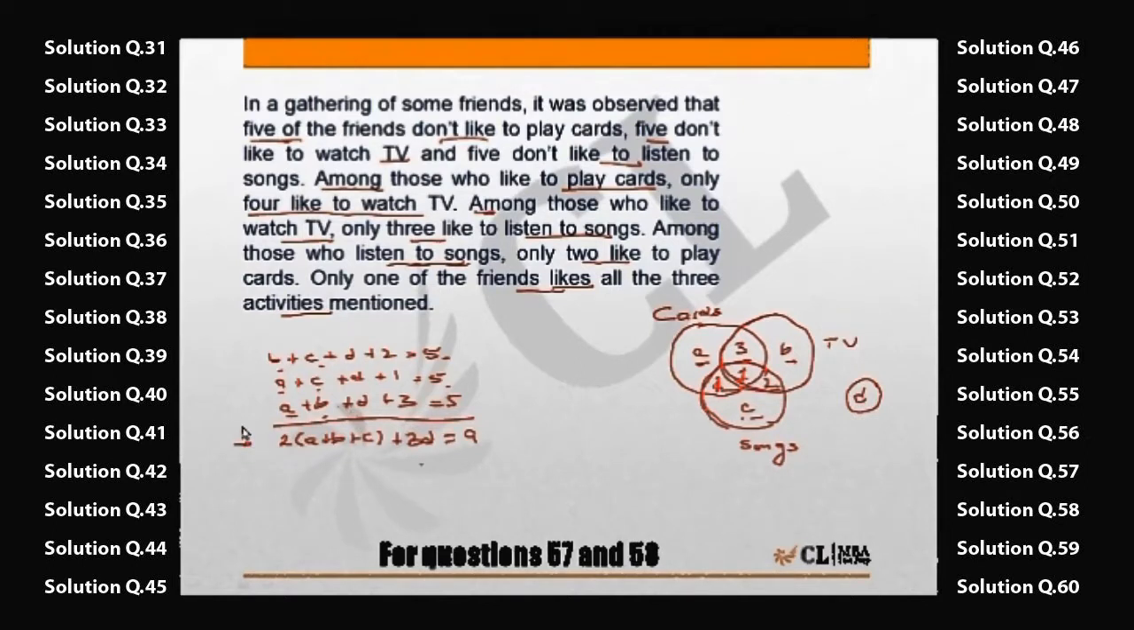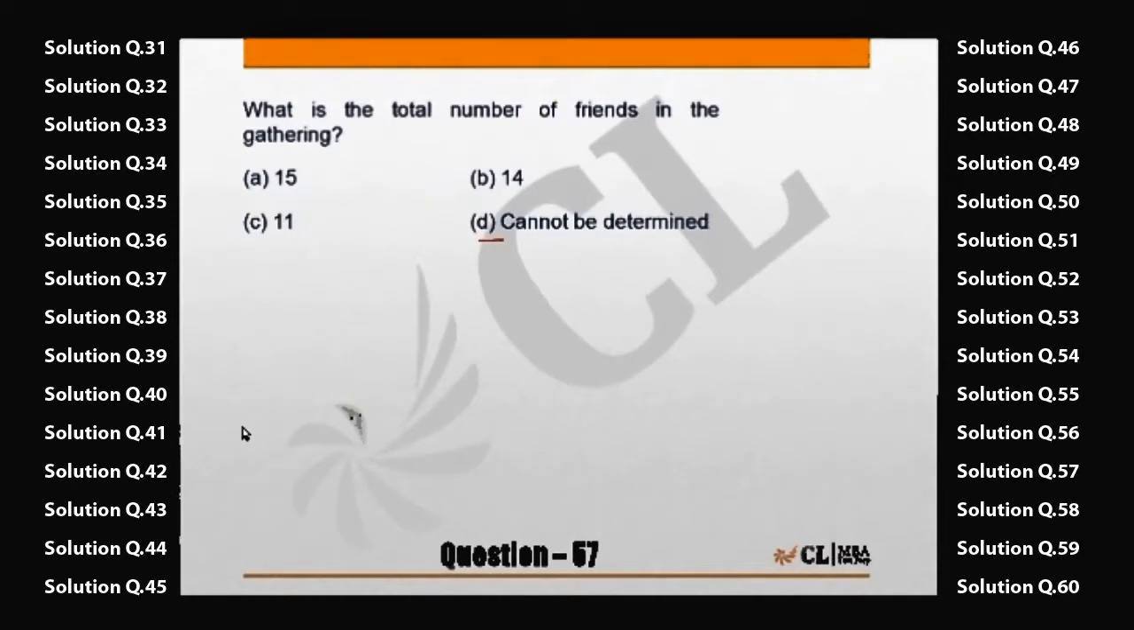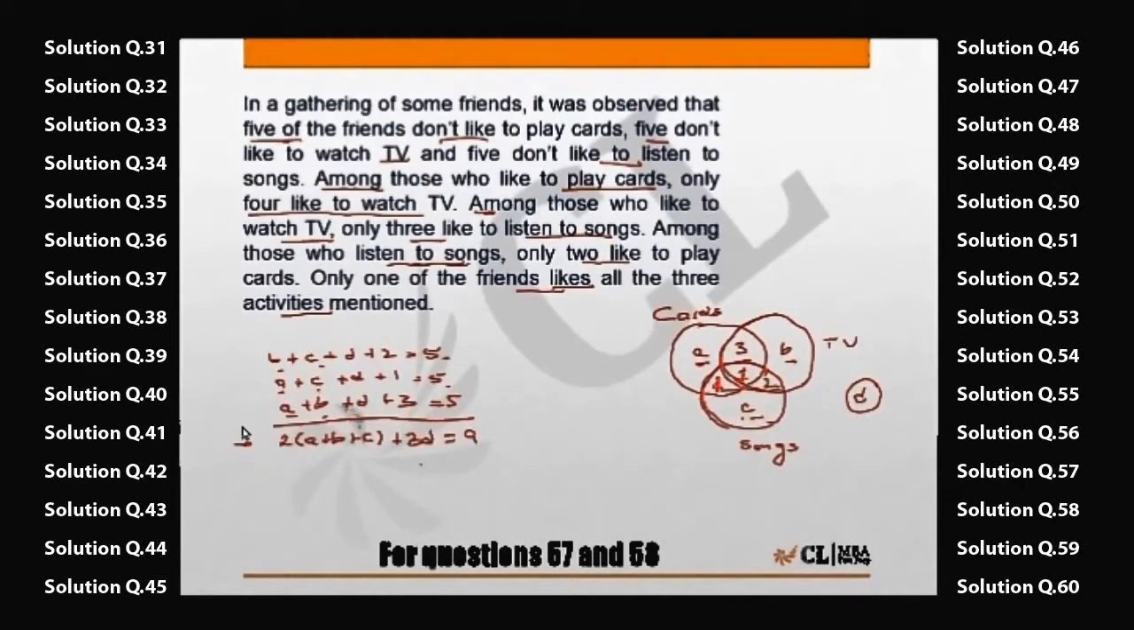Let us have a quick look at what the questions want. Question 57 wants what is the total number of friends in the gathering. Total number of friends in the gathering will be A plus B plus C plus 3, 1, 2, 3, 2, 5, 6, 7 plus D. Okay, this is the total number of friends. So I don't need the values of A, B, C individually. As long as I can get A plus B plus C plus D, it should be fine with me.